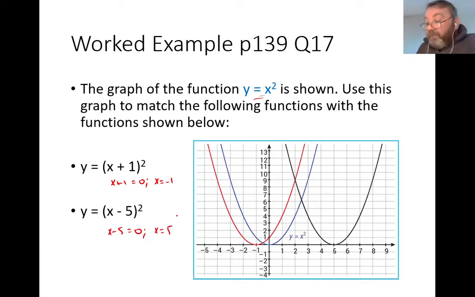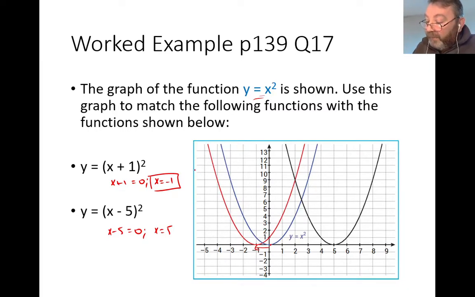Meaning what? Meaning that this particular graph has induced a horizontal shift 1 unit to the left hand side. So 1 unit to the left hand side from the original function obviously is bringing me to the red one.